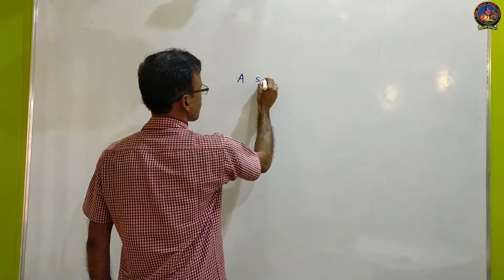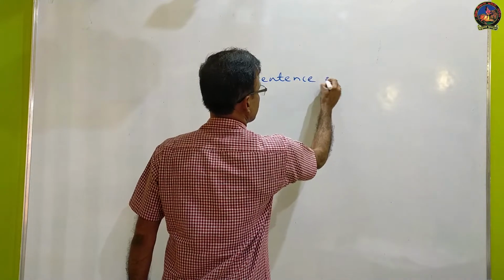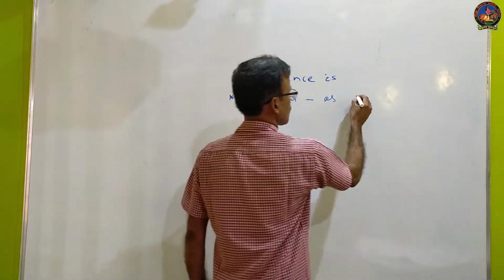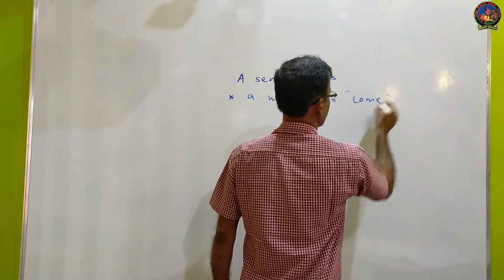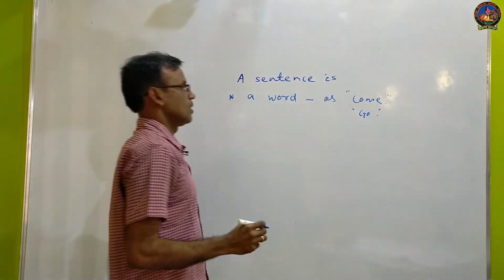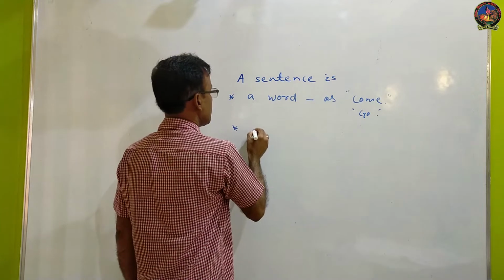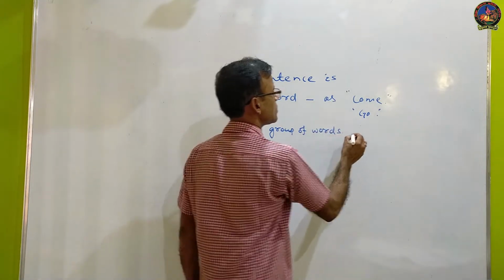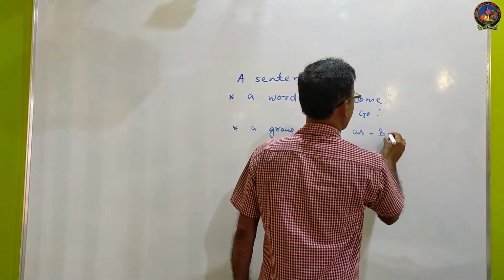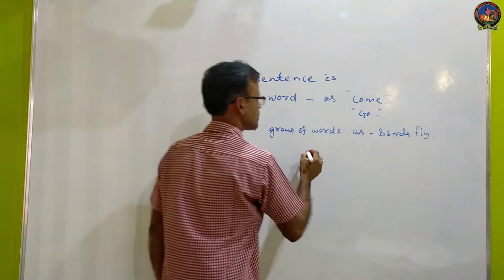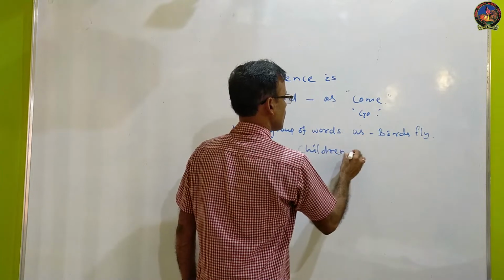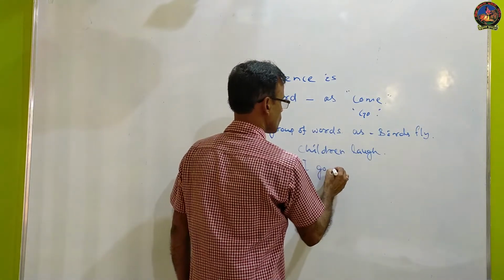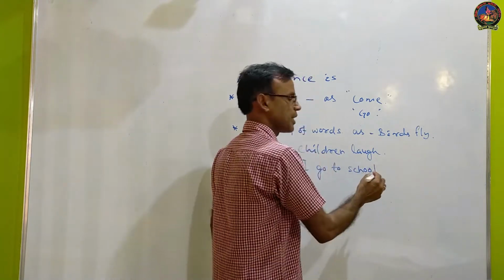A sentence is first a word as come or go, or a group of words as birds fly, children laugh, or I go to school every day.